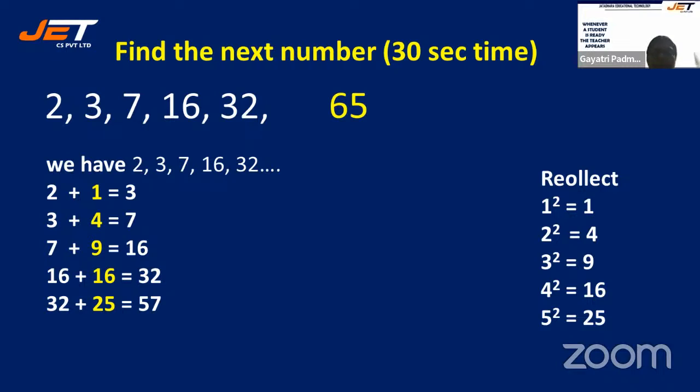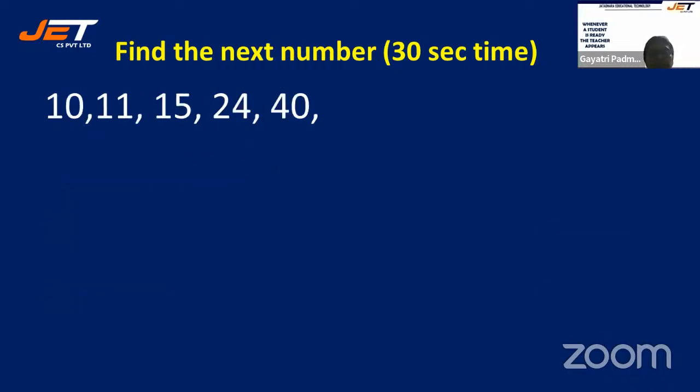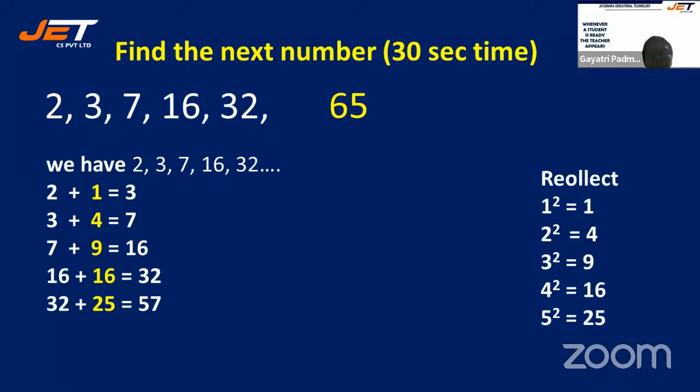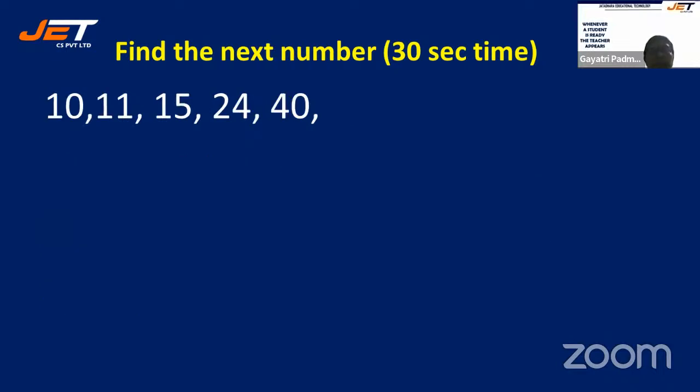Right? So now see, beautifully it follows 1 square, 2 square, 3 square, 4 square, 5 square. Isn't it? So 3, 7, 16, 32, next should be 57. Isn't it? Yes. Right. Now see the next, find the next number.